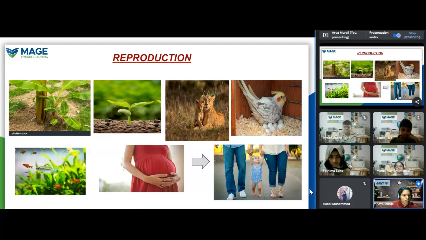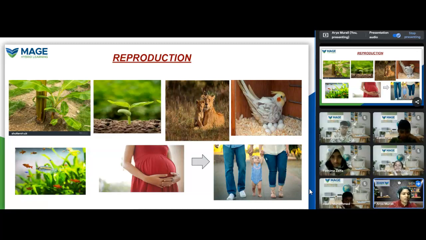What about the apple, mango, jackfruit, and the like? How do they reproduce? Don't you have any idea about that? With their seeds. Yes, the seeds of those plants develop into a new plant.